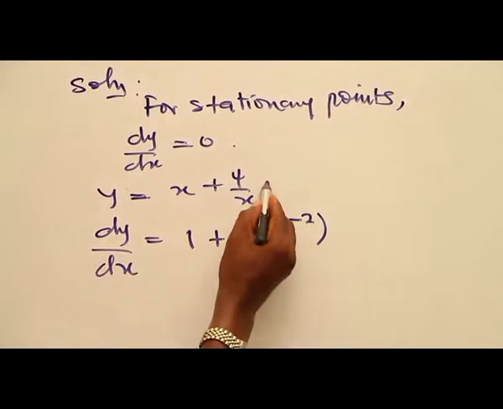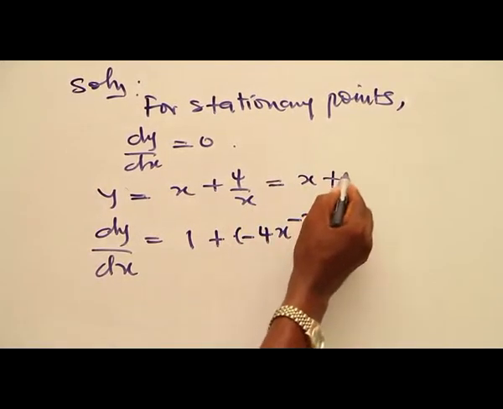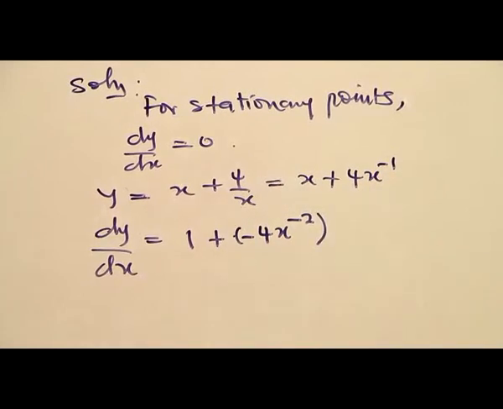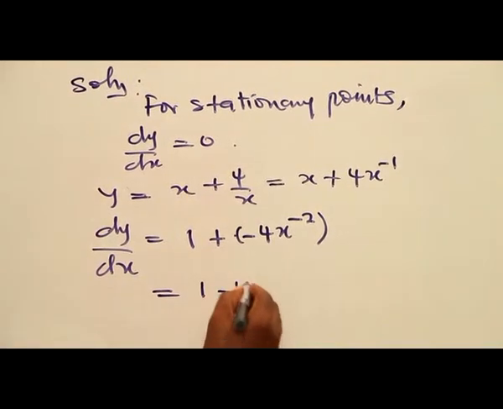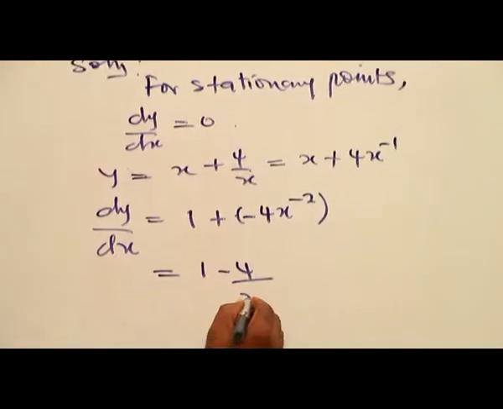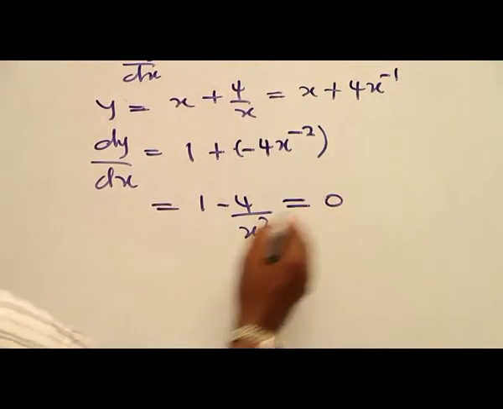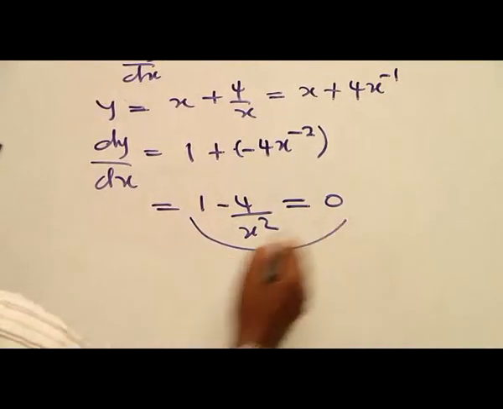The reason for this is because this one can be written as s plus 4 into s raised to the power minus 1. Remember the laws of indices. So that we now have this to be equal to 1 minus 4 all over s squared. And then you have to find this equal to 0. So we are solving this equal to 0.